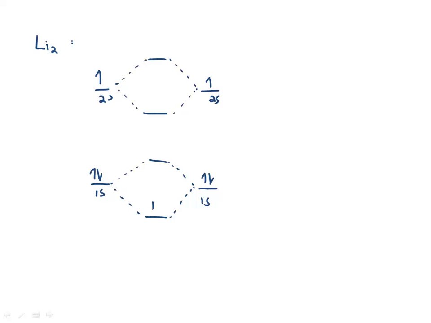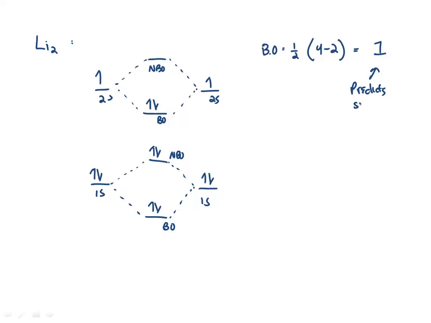And if I go ahead and fill those electrons in, and remember, the higher one is a non-bonding orbital, the lower ones are my bonding orbitals. And so if I take a look at that, I get my bond order equals 1/2 of 4 minus 2, which is simply equal to 1. So it actually predicts a single bond is possible.